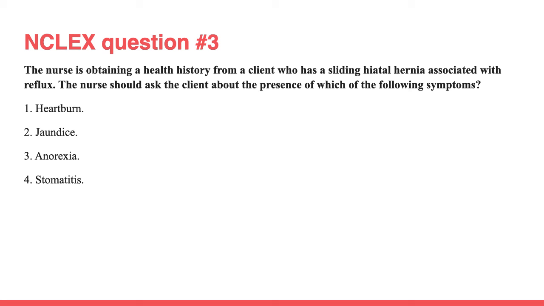Okay, and then our third NCLEX question is, the nurse is obtaining a health history from a client who has a sliding hiatal hernia associated with reflux. The nurse should ask the client about the presence of which of the following symptoms? Is it 1, heartburn, 2, jaundice, 3, anorexia, or 4, stomatitis?